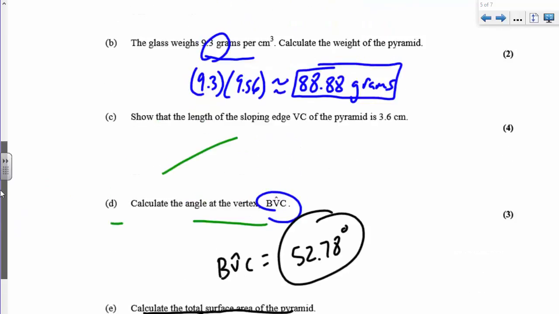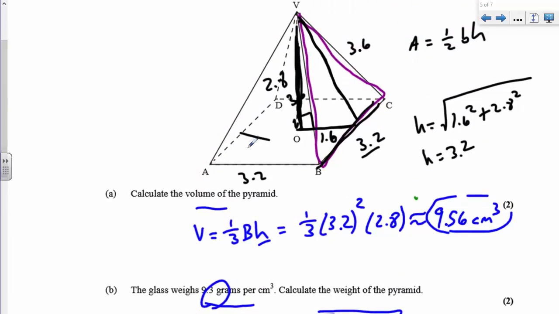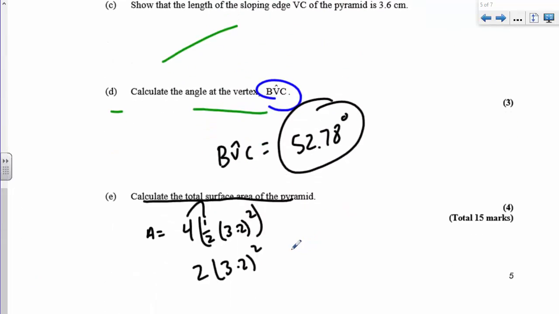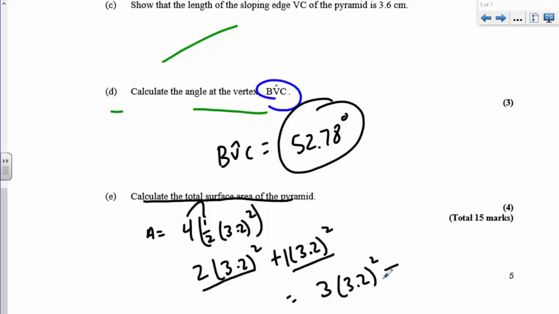But one part I'm forgetting for the surface area is the area of the bottom of the base. We have to add that to the area of the triangles. And that's going to be a square, so it's going to be 3.2 squared again, because it's a perfect square. I notice that I have one 3.2 squared, and I have 2 of them right here. So let's add them together, and that will give me 3 times 3.2 squared. This is going to give me the total surface area of the whole thing.